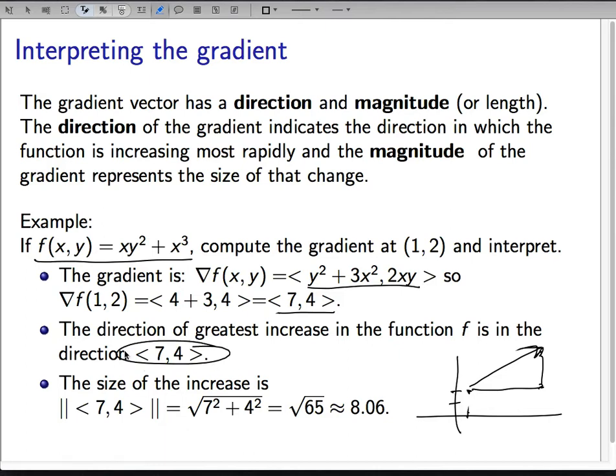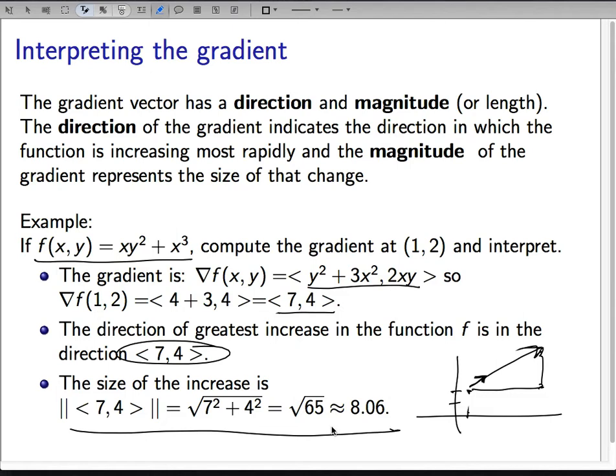And sometimes you're interested in what the size of that increase is. So if I just step maybe 1 unit along that path, how much can I expect the function to increase? And that's described by the magnitude of the gradient. And if you haven't done a lot with vectors, magnitude is just the Pythagorean theorem. It's just length. So if I have the vector (7, 4), the way I compute the magnitude, and that's what these bars here are, they describe magnitude, is just the square root of 7 squared plus 4 squared, which is the square root of 65, which is about 8.06.